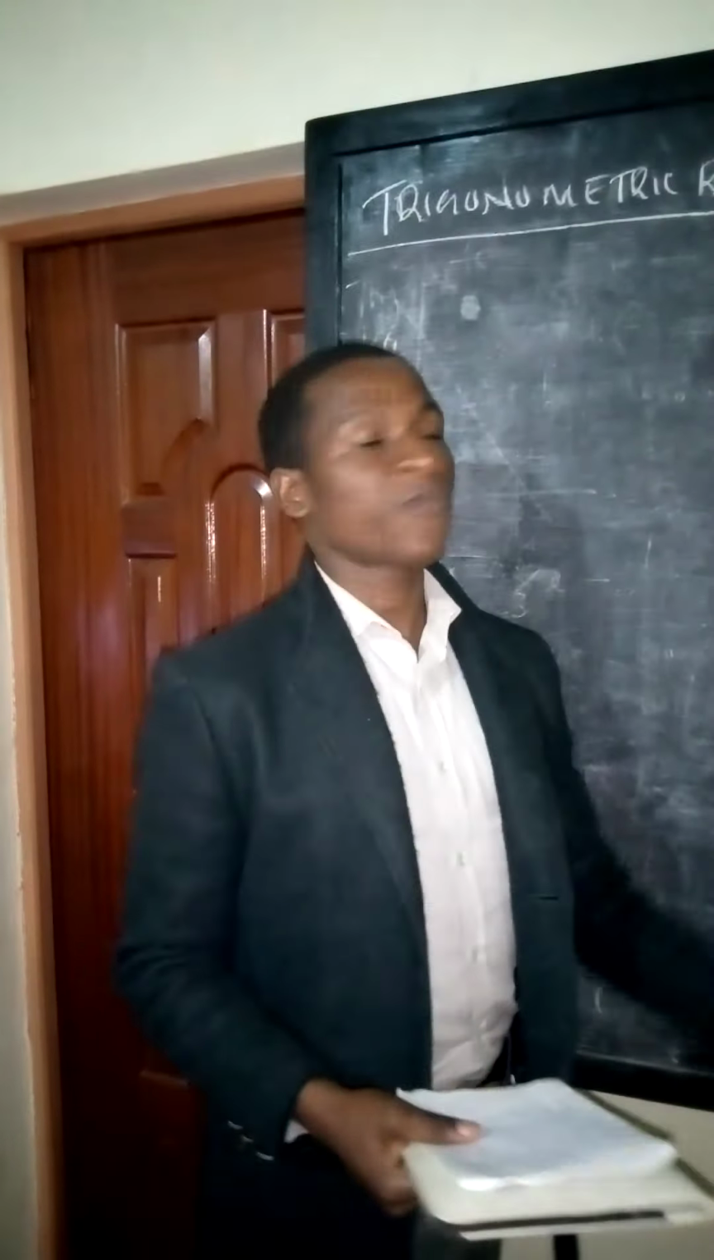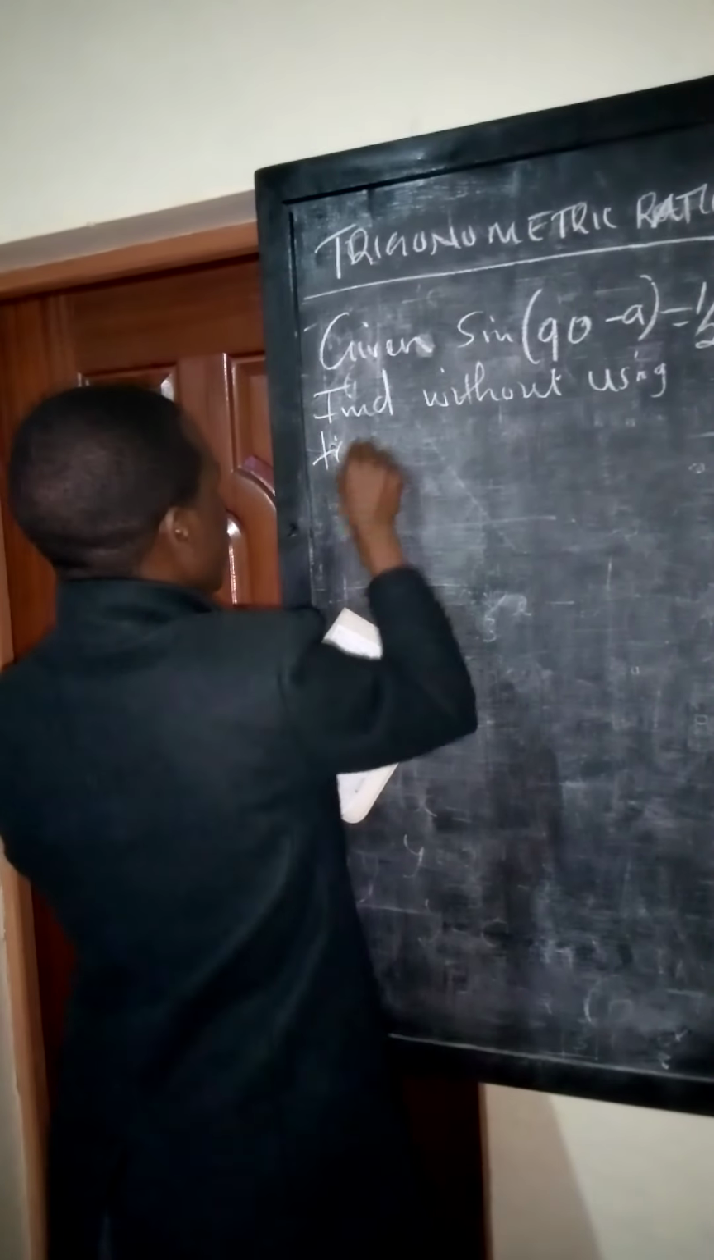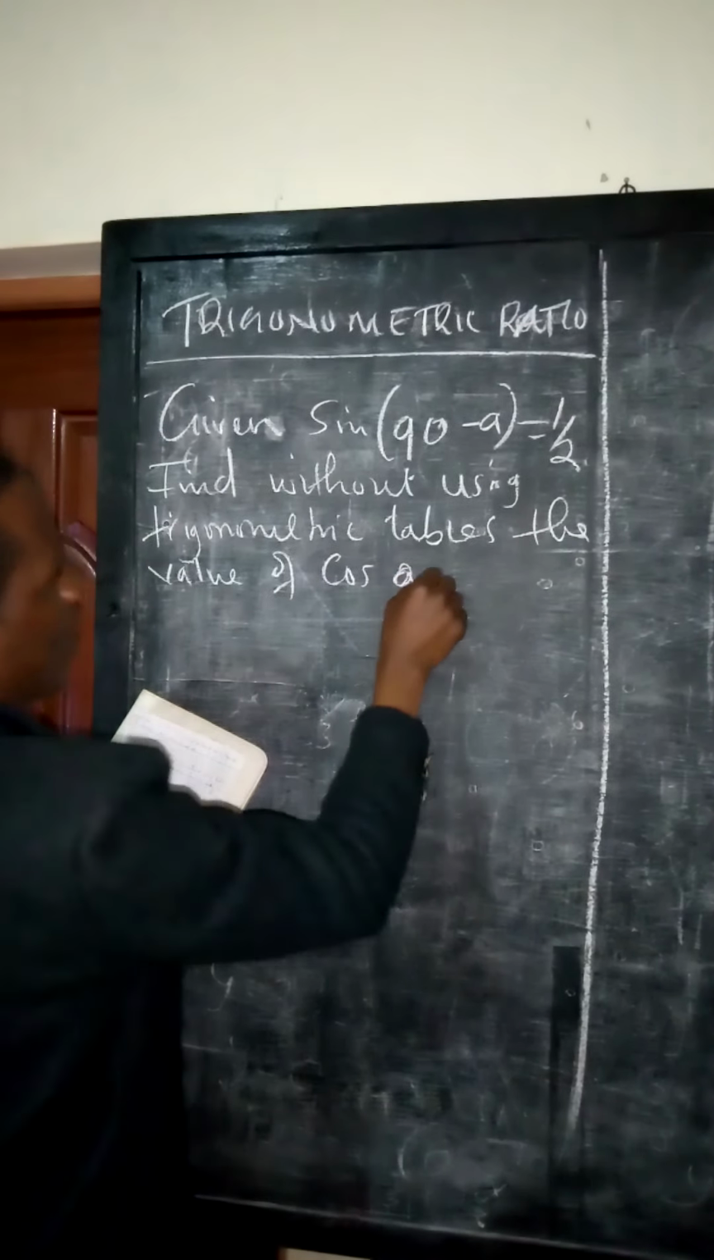Given sin(90 minus A) is half, find, without using trigonometric tables, the value of cos A. We are told that sin(90 minus A) is equal to half. Find without using trigonometric tables the value of cos A.